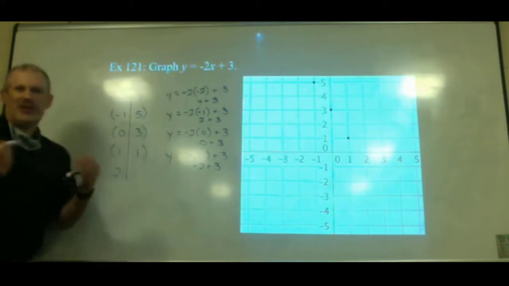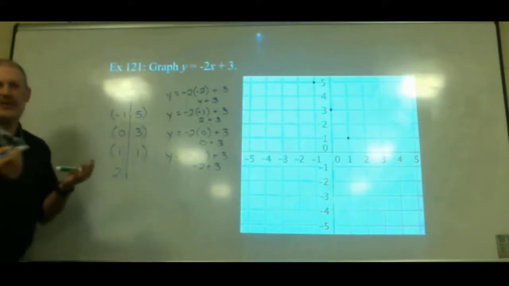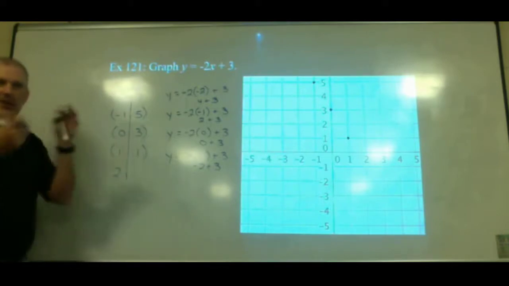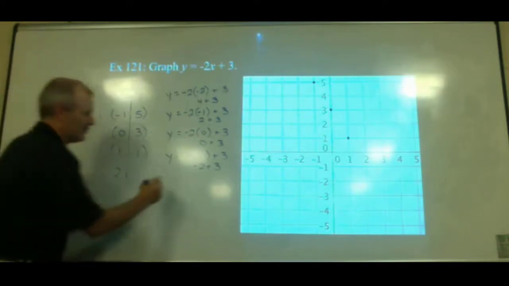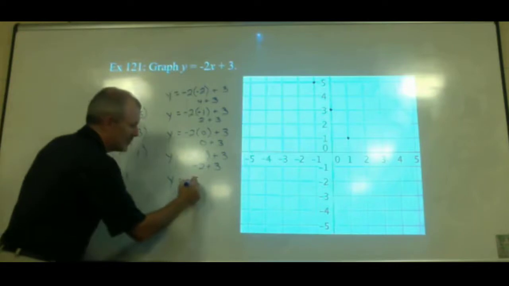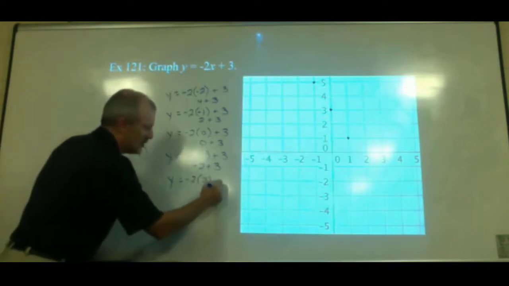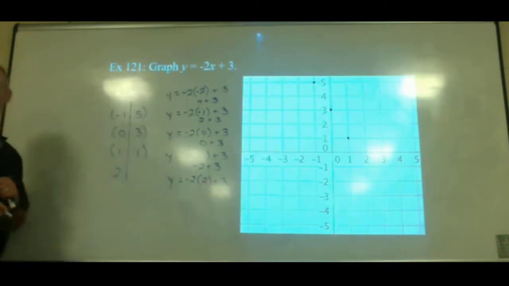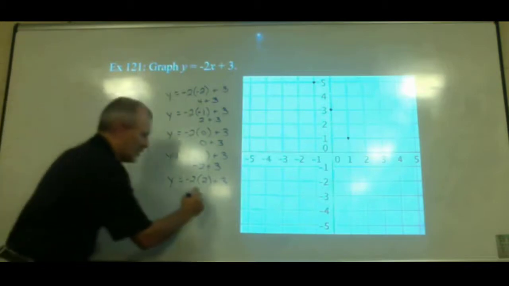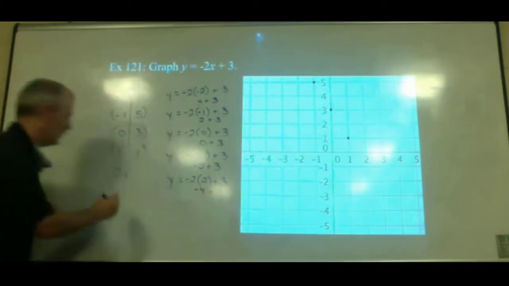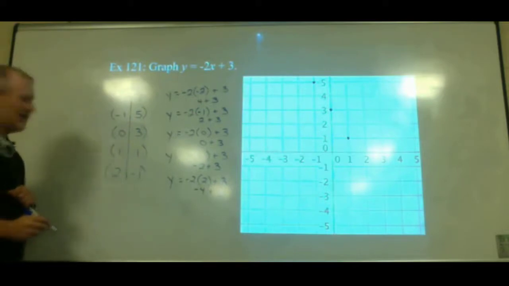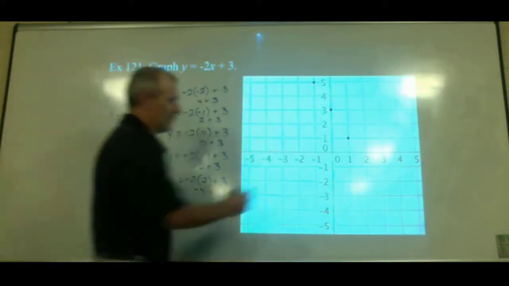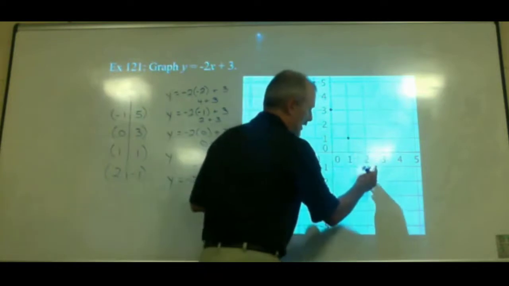Okay, and really once we have 3 points, we have enough. I mean, even 2 points is enough to draw a line, but I like to draw a few so we make sure that we're getting a nice straight line. So let's do the 2. Y equals -2 times the 2 plus 3. And -2 times 2 is? -4. -4 plus 3, -1. So our last point that I'm going to do is 2 comma -1. 2 to the right and down 1.